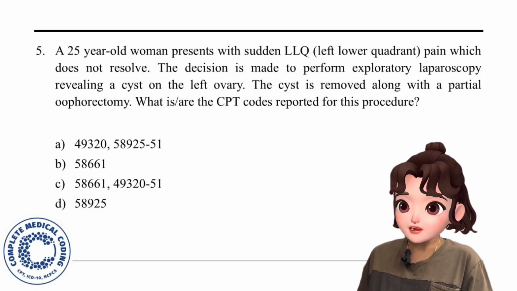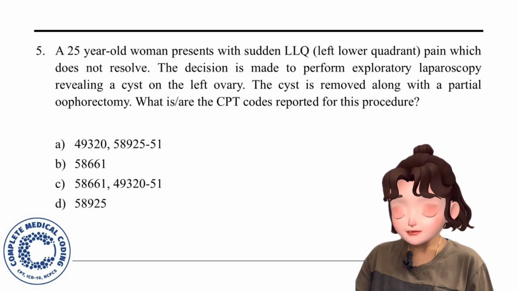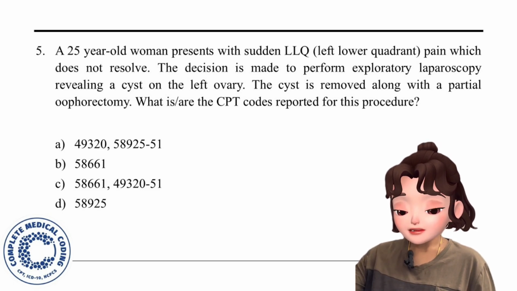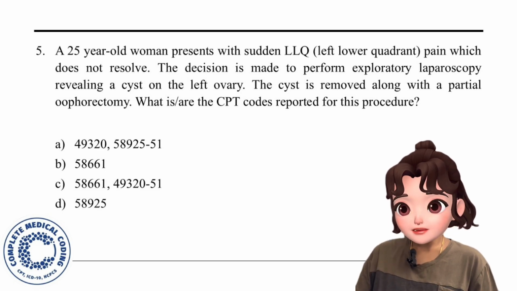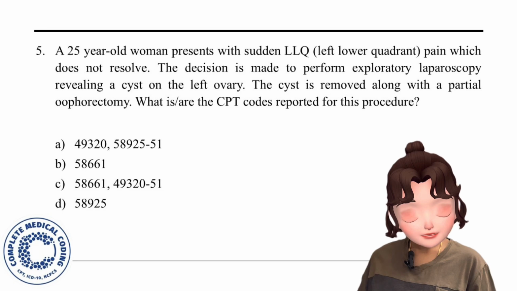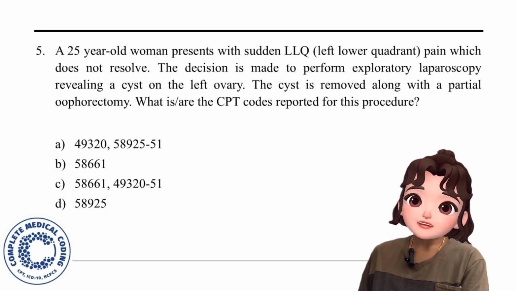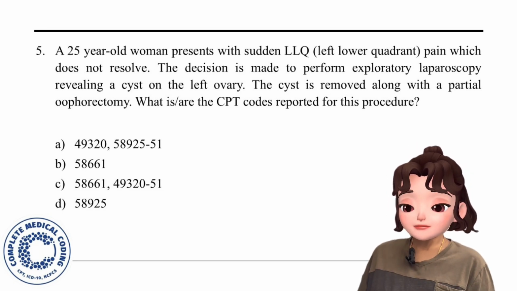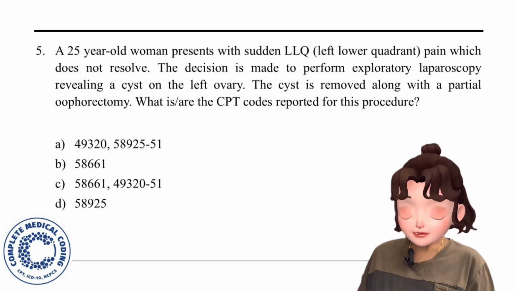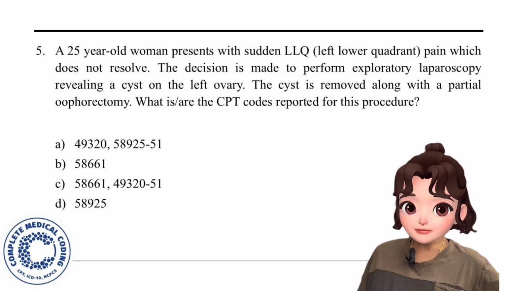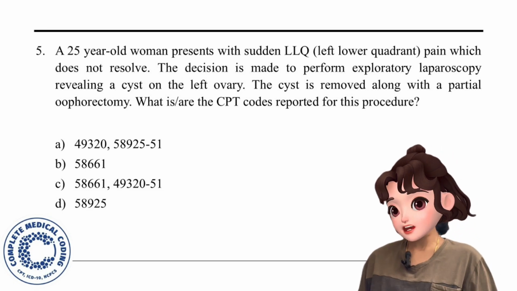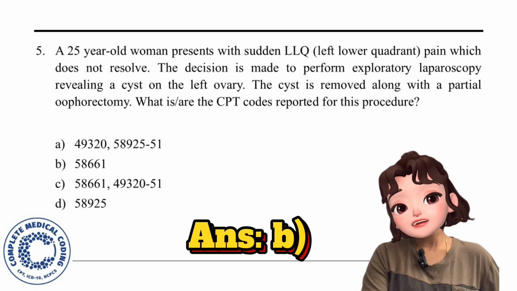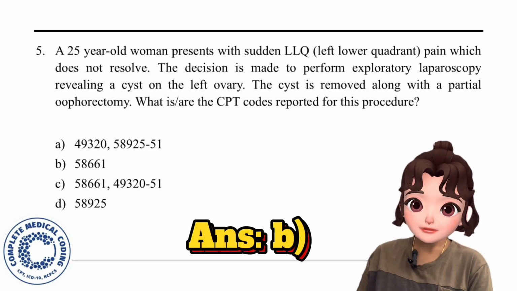And option D is also wrong, 58925. We already checked what 58925 is, ovarian cystectomy. No, so that's also wrong. So the correct answer here is option B, 58661. Laparoscopy, surgical, with removal of adnexal structures, with removal of partial oophorectomy, partial or total oophorectomy or salpingectomy, whatever it is. So option B is the answer, 58661.